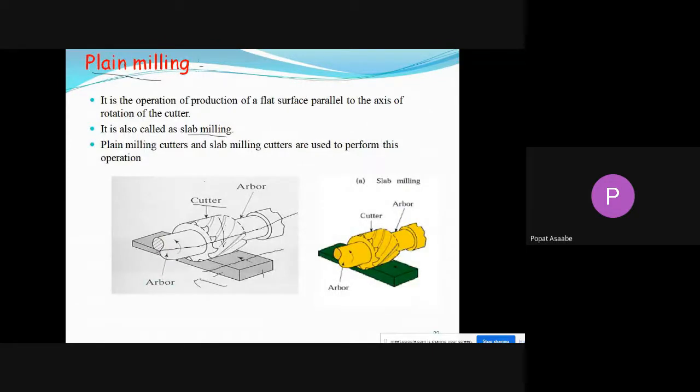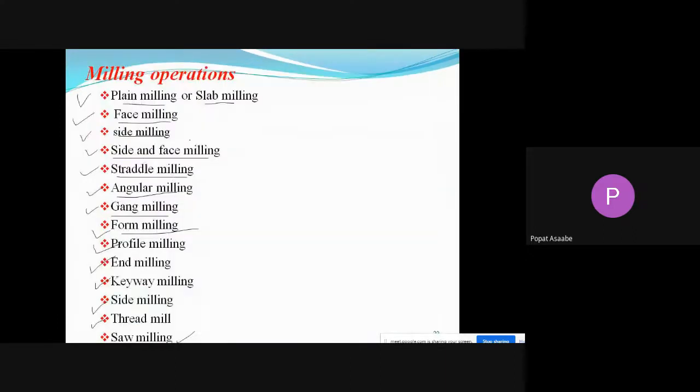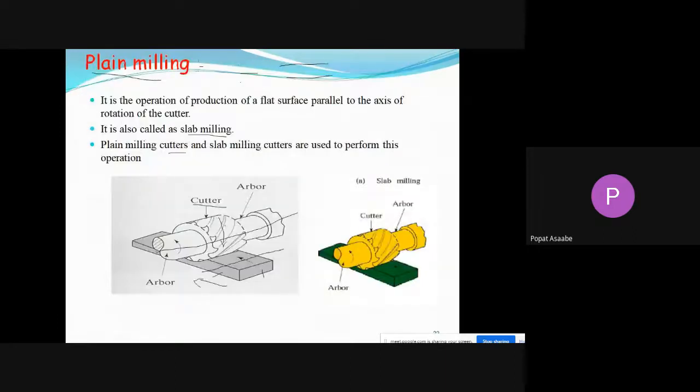In this point you have to remember the axis of your cutter should be parallel to the work surface, and we are using the plane mill cutter. This operation, or this machining process, is carried out to produce flat surfaces.